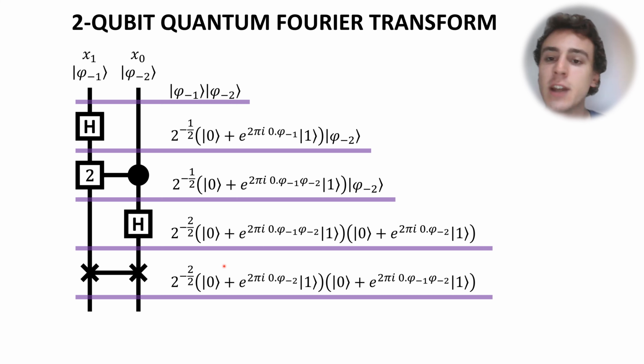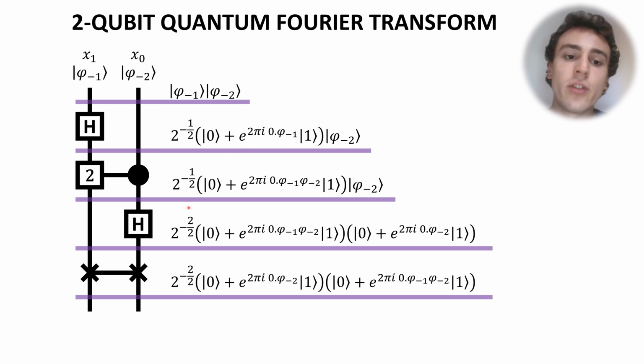Pay close attention to the normalization coefficient. In this second and third snapshot, we can see 2 to the minus 1/2. That's because we only have one superposition. We've only applied a single Hadamard gate at this point over here. And then when we apply that second Hadamard gate, that creates another superposition, and that means we have another factor of 2 to the minus 1/2. So we can bring that out, and that gives us this 2 to the minus 2 on 2. So that explains the normalization coefficient. So this is the 2-qubit case.